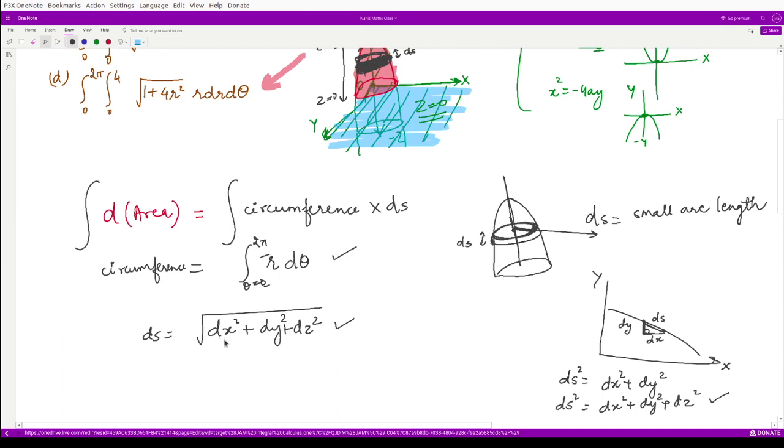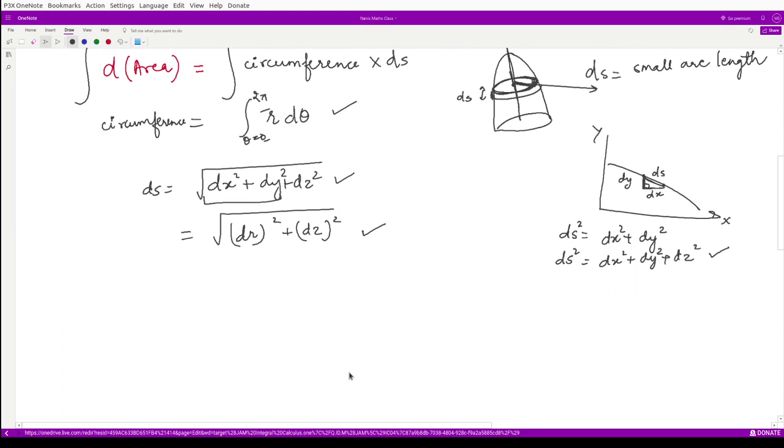Now, if we want to convert this into polar coordinates, dx square plus dy square becomes dr square. So it would be the square root of dr square plus dz square. So you have the value of ds as this one. Therefore, we will calculate this dz by dr. Here you can take dr common from this, so this becomes the square root of 1 plus dz upon dr whole square, into dr. Now we have to calculate what is this dz by dr.